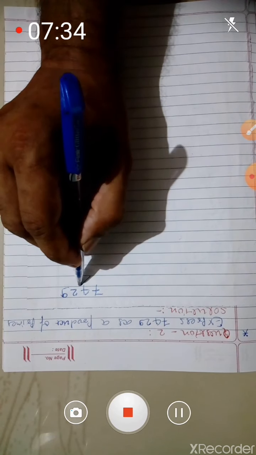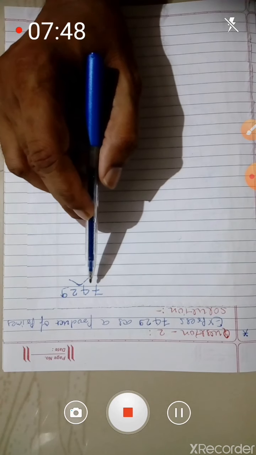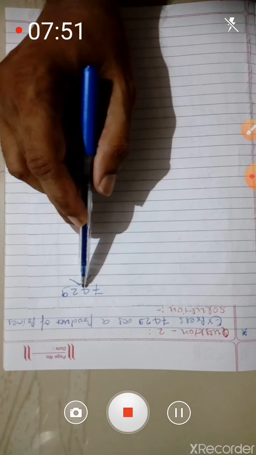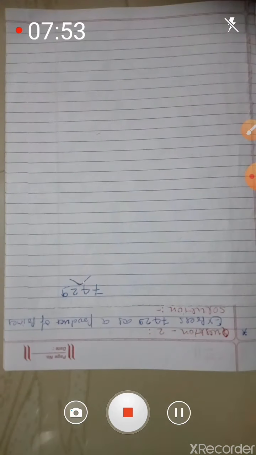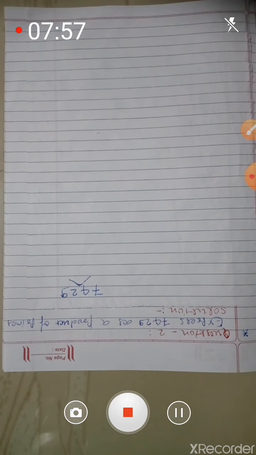Now start to check whether it is divisible by 2 or 3 or 5 or 7. First of all it is odd, so not divisible by 2. So look for 3. Make total of all digits. 7 plus 4 is 11, 11 plus 2 is 13, 13 plus 9 is 22. So obviously not divisible by 3. Now look for 5. Obviously not divisible by 5. Why? Last digit is 9.